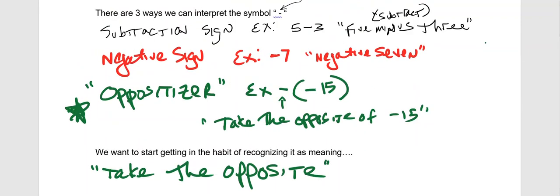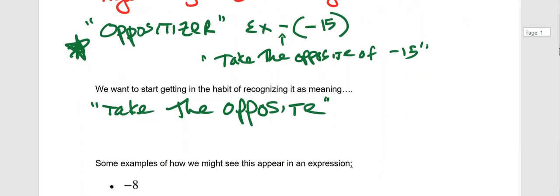As long as we're not viewing it as an operation sign, and what I mean by that is as long as we're not seeing it between two numbers, which means it has to be the operation of subtraction, then we will never be wrong in thinking of it as take the opposite. So going back to it being a negative sign, I could think of this as the number 7 and take the opposite of 7, and that's negative 7. Okay, so it actually makes things a little bit simpler for us as we begin to change our mindset.